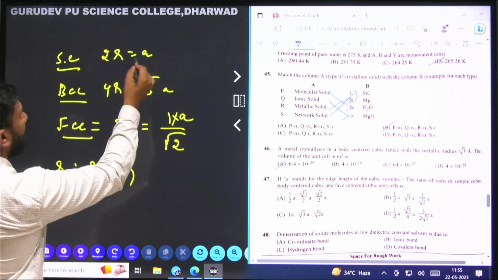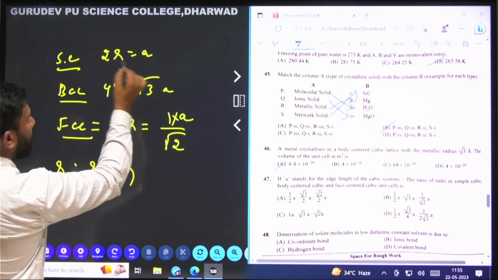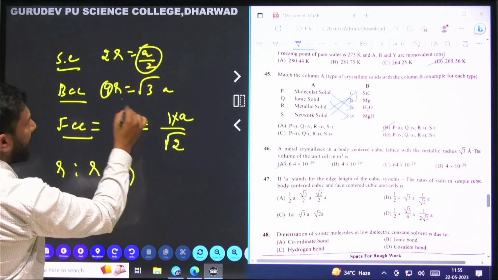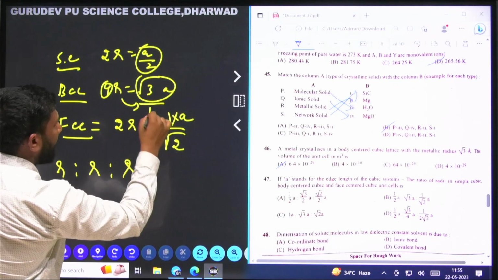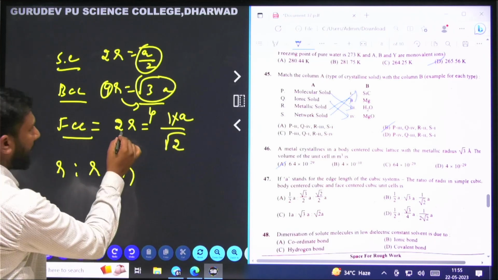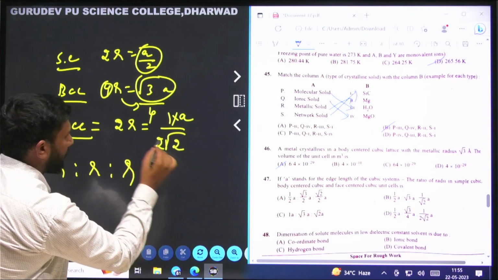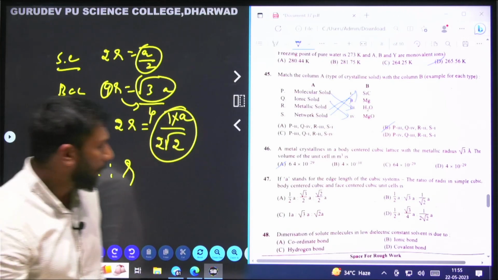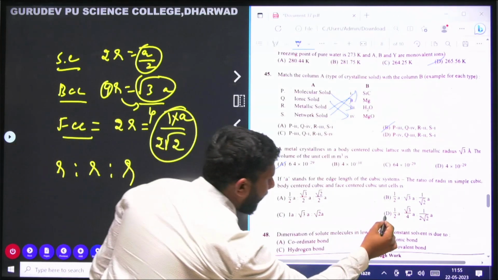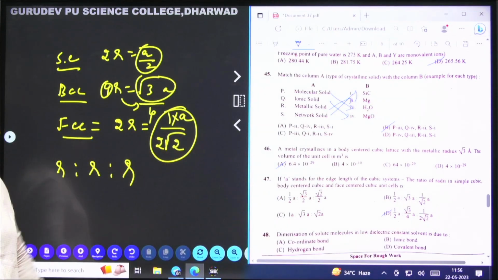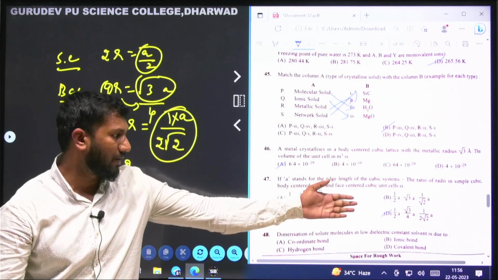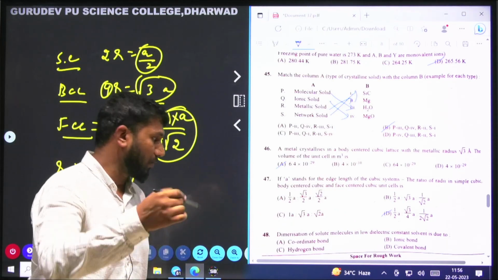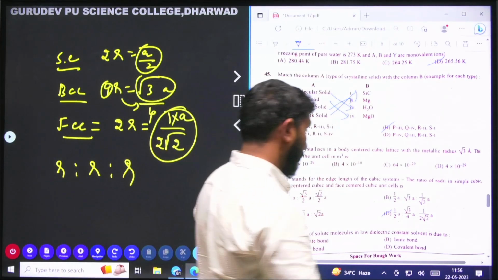Then if we shift the 2, we get A by 2. Shifting the 4 to the denominator, we get root 3 A by 4. Then shifting the 2 here, we get R is equal to A by 2 root 2. So option D is correct: 1 by 2A, root 3 by 4A and 1 by 2 root 2A. Okay, next I will move on to question number 48.